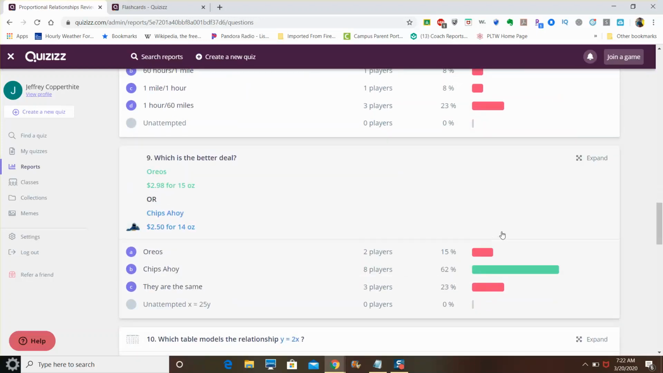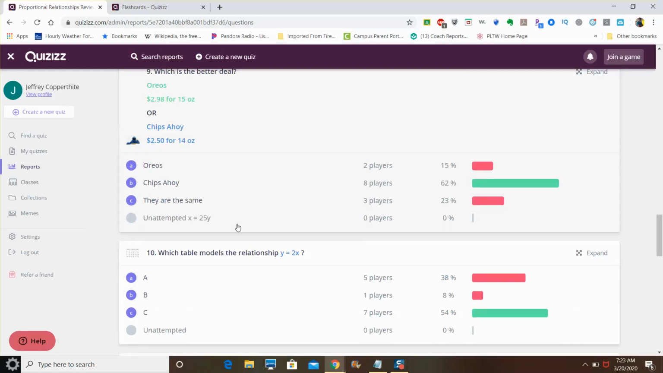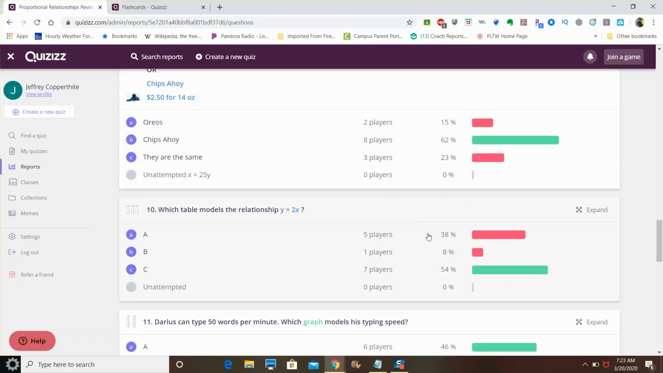With this next question, if you said the Chips Ahoy, that means you correctly calculated the unit rate for the Oreos and the Chips Ahoy. For Oreos, that's the wrong unit rate, but if you said they're the same, you have to make sure you're doing unit rate correctly. It's cost divided by weight in this case. So make sure you're doing that in the correct direction next time.